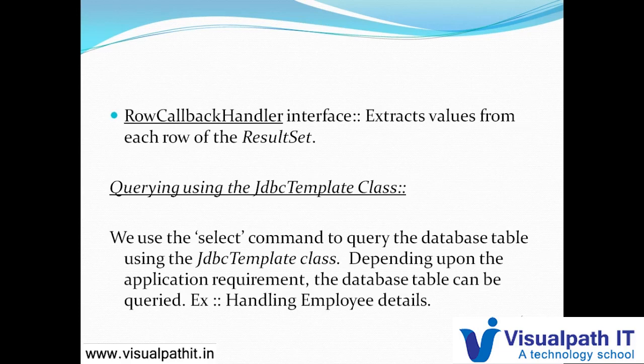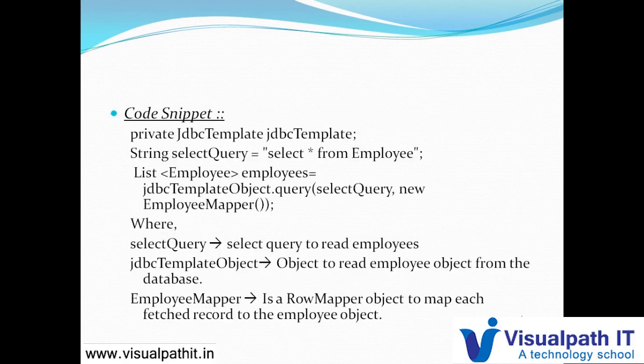So how are we using the select command to query the database table? Let's see here, for example, handling the employee details. Let's see the code snippet. Private JdbcTemplate is the object. Here in the package we definitely need to include the interface. Now the select query: select star from employee. Employee is a table where we are selecting all the details of the employees from the table employee.